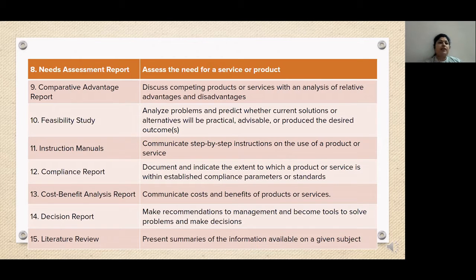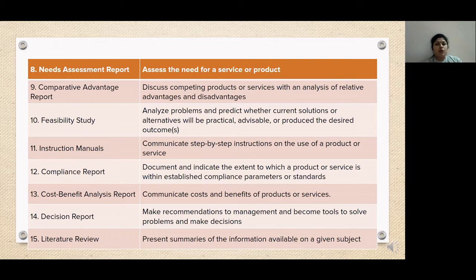Then we have the comparative advantage report. What is a comparative advantage report? It discusses competing products or services with an analysis of relative advantages and disadvantages. So what is happening when we talk in terms of comparative advantage? There will be two companies, two products, or two services, whatever it is.